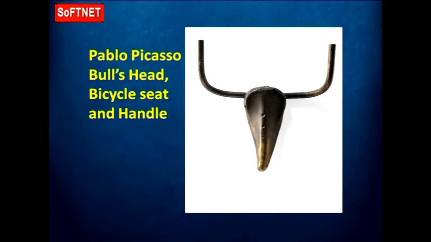This is a very famous and very interesting sculpture by Pablo Picasso. What he did was just juxtapose two different parts of a bicycle together and create something called Bull's Head. When you look at it, it reminds us of the head of a bull. And how did he create this? He created this by placing the handle and the seat of a bicycle. The handle of the bicycle is upturned, and the bicycle seat is placed in the center. And when you look at it, you relate this with our image of the bull's head, right?